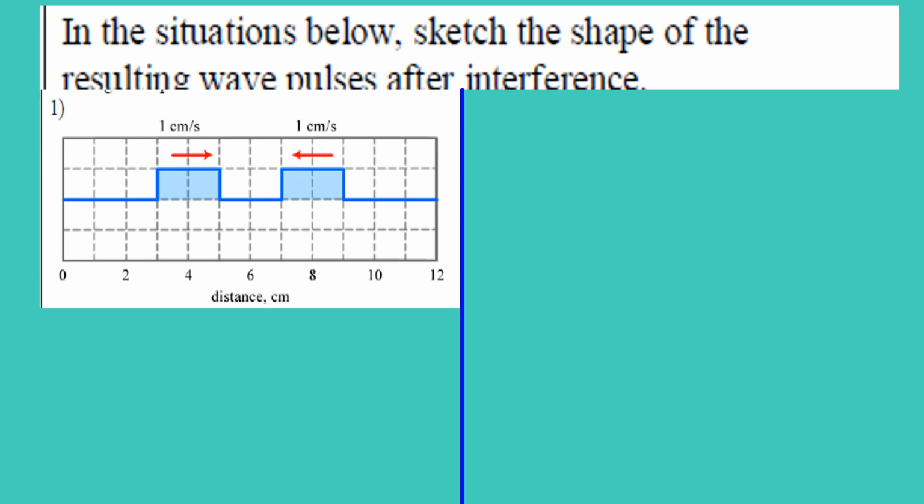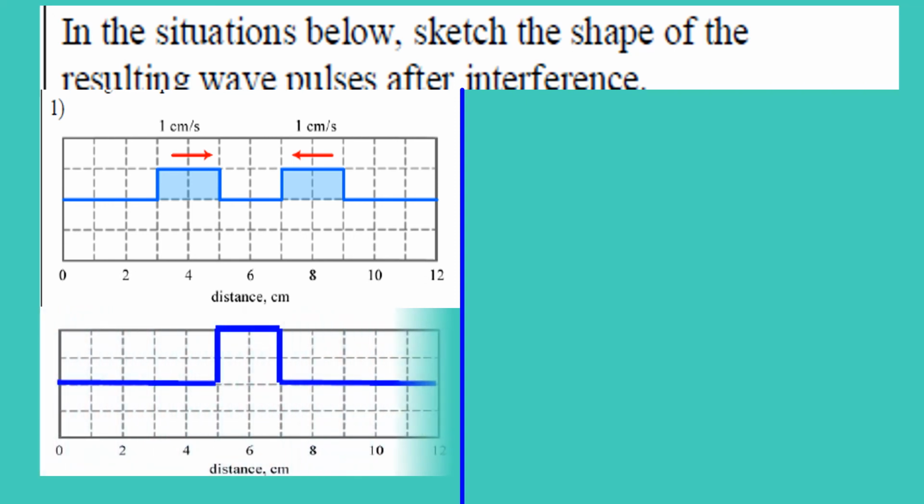Let us consider the following examples. In the situations below, sketch the shape of the resulting wave pulses after interference. So in the first example, we have one wave which is moving to the right at 1 centimeter per second meets with another wave which is moving to the left at 1 centimeter per second. These two waves are exactly the same. So if they meet, the resulting wave will just be an addition of these two waves.